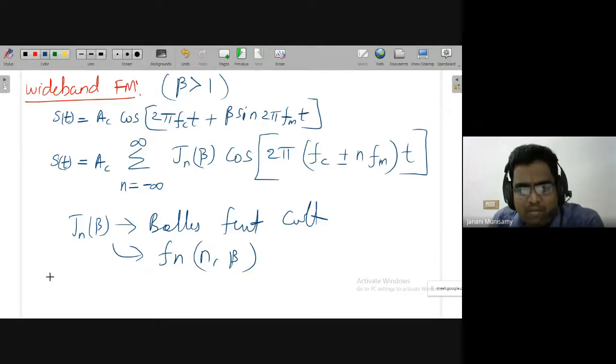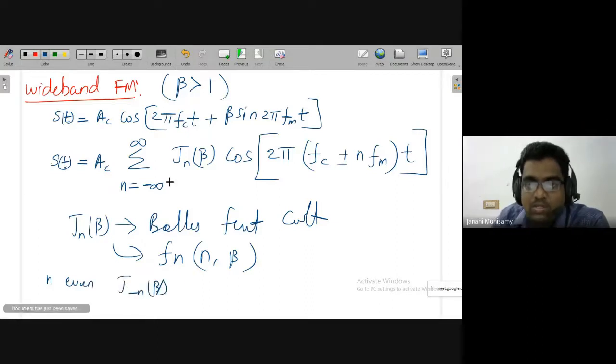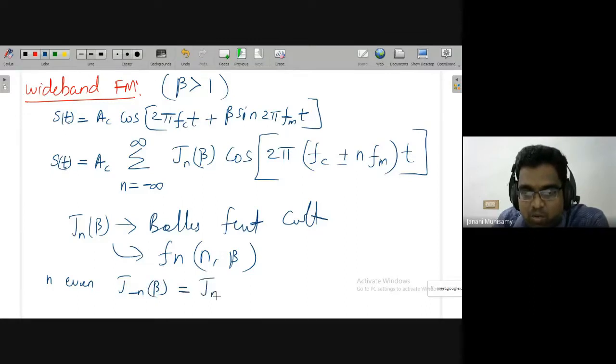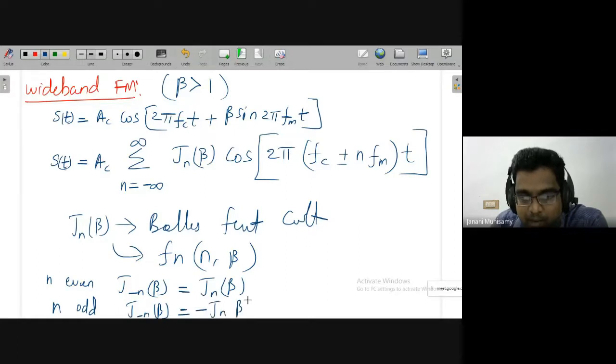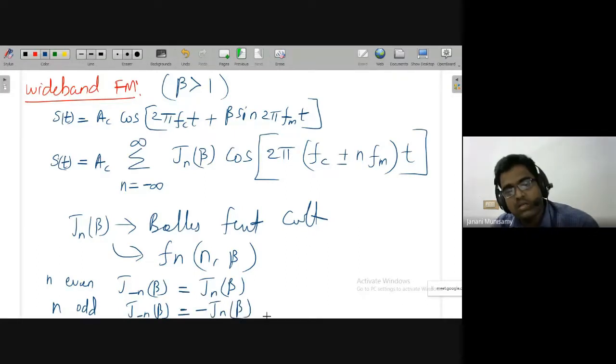But if n is even, J of minus n beta is equal to J n beta. If n is odd, J of minus n beta is equal to minus J n beta. If n is even, no problem. But if n is odd, there will be the sign change.